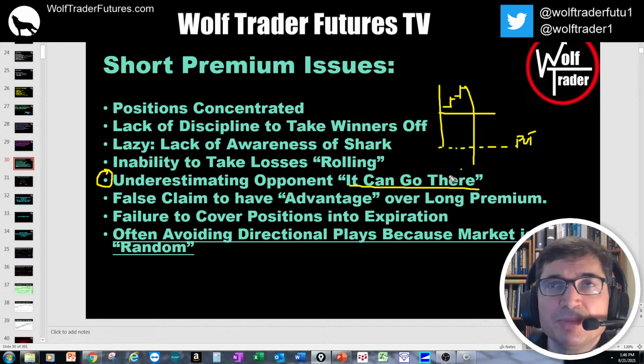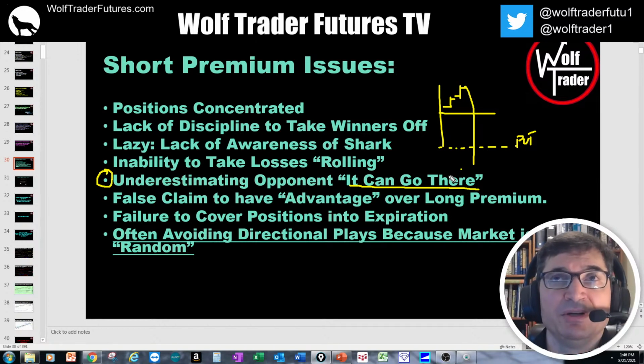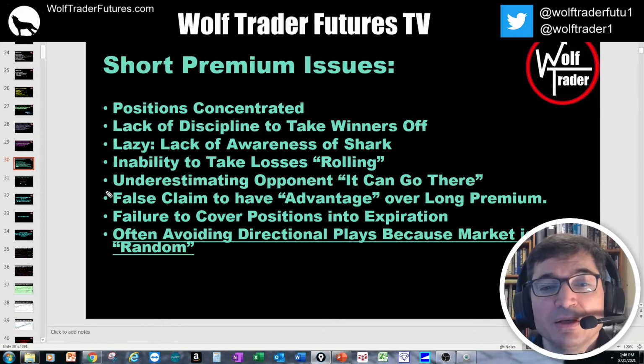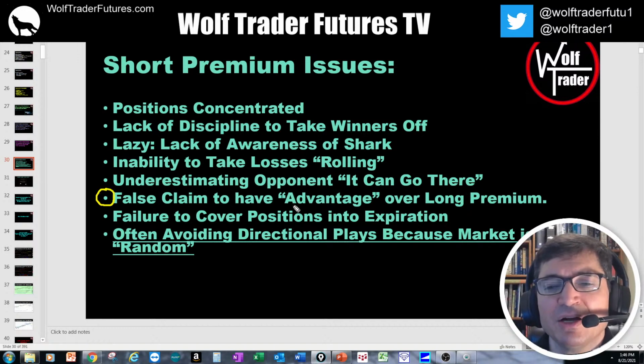If you're just selling puts and selling puts and selling puts, look, if you're going to sell puts, you better be comfortable owning the stock at that price. You better view it as a value because it can go there. I promise you that, especially in this environment that we're seeing now, like with COVID and the volatility. We're seeing it with gold markets. We're seeing it in grain markets. It can go there. So if you're underestimating it, thinking it's so far away that nothing's going to happen, no, it can go there and you can get smacked. There's a lot of issues with being short, guys. This is another one, the false claim to have an advantage over long premium. I don't think there's an advantage here. I just think it's the way you approach the ball game.